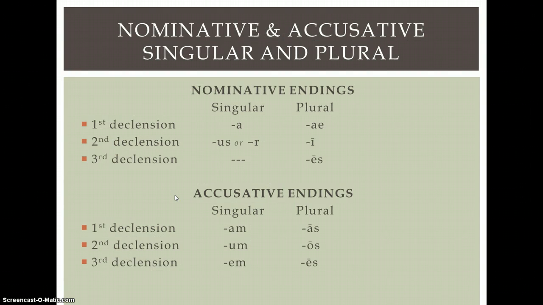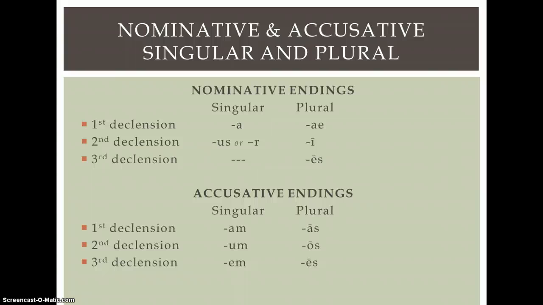All right, the last piece of information you need in order to decline the nouns, at least in the nominative and accusative cases, are the endings. So here you go. For first declension nouns, the singular nominative ending is an A. The plural nominative ending is an AE, which is, by the way, in Latin pronounced I. For the second declension, you have a choice. Well, you don't have the choice. The Latin nouns themselves have a choice. They can either end in US or R, but either way, their plural is a long I, at least for second declension masculine nouns.